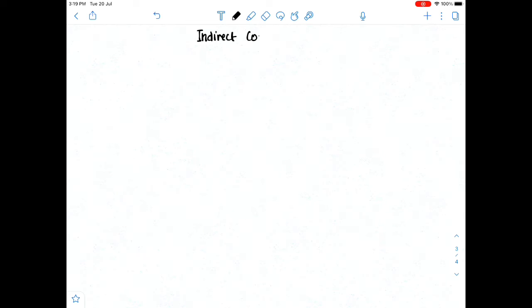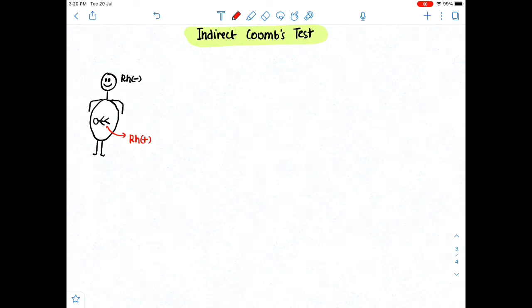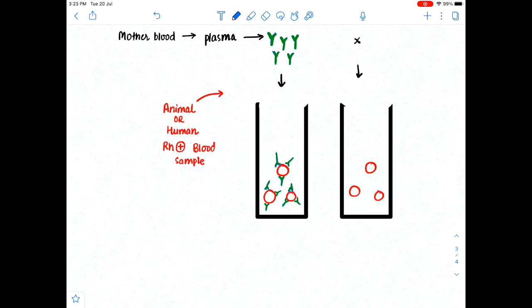Now let's talk about the indirect Coombs test and how it is different from the direct Coombs test. The indirect Coombs test is done in an Rh negative female who is having a baby who is Rh positive. This is done to prevent Rh incompatibility or Rh isoimmunization. In this test, the mother's blood is taken and from the blood the plasma is extracted. Whether the plasma contains these antibodies or not shall be confirmed by the indirect Coombs test.